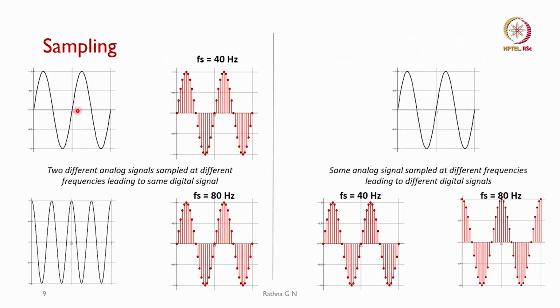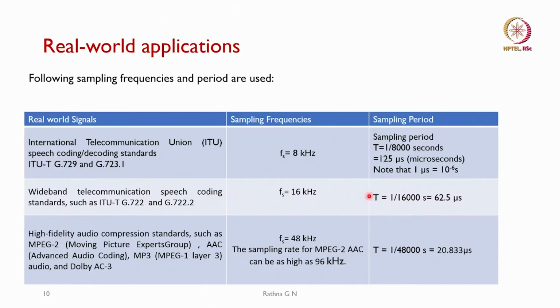Coming to the other part of sampling, you will see 2 different analog signals sampled at different frequencies leading to digital signals. We have sampled one at 40 hertz and the other at 80 hertz. When I do the reconstruction, if the sampling frequency is 80 hertz, you will see both signals represented in their domain and reconstructed properly.